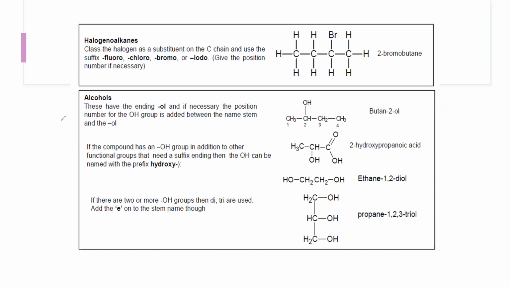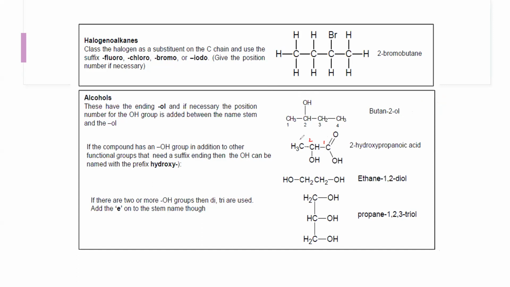But what will happen if a compound has an OH group in addition to another functional group? Whenever carboxylic acid is there, it is given priority compared to any other functional group. So when we count, when we write the number, we should write in terms of the carboxylic acid.